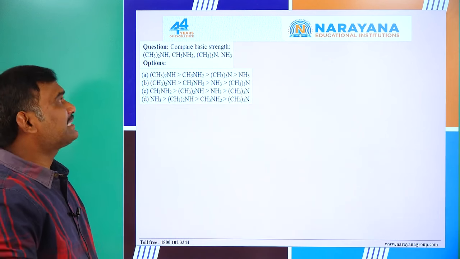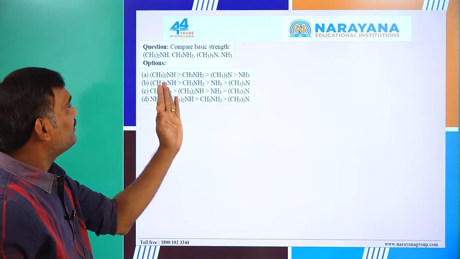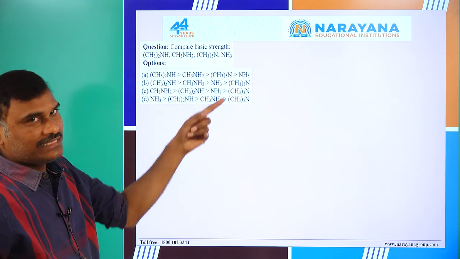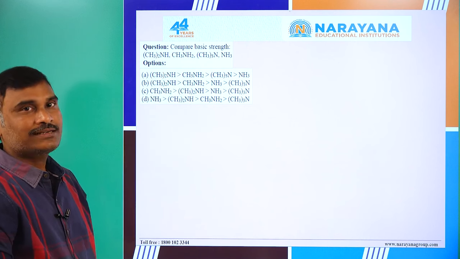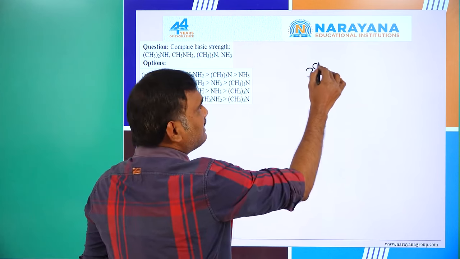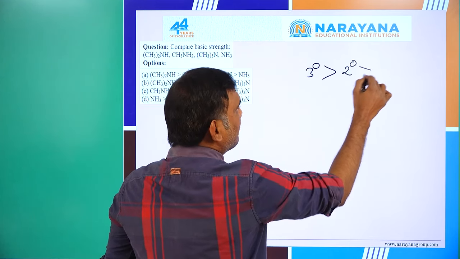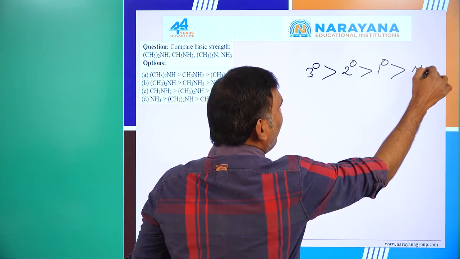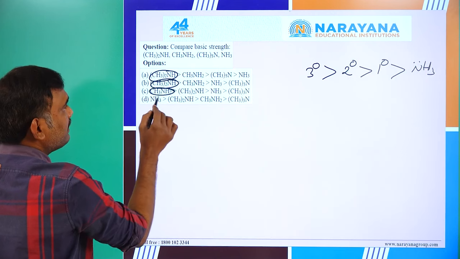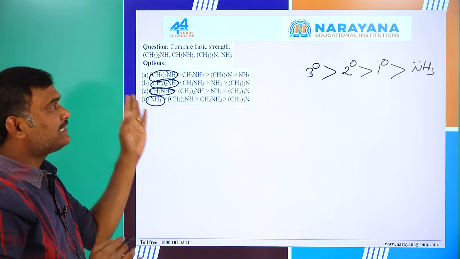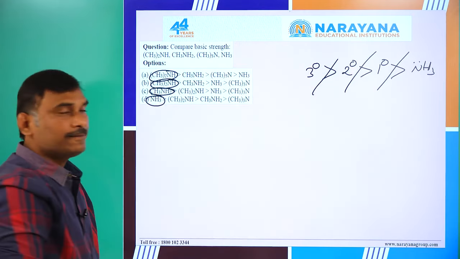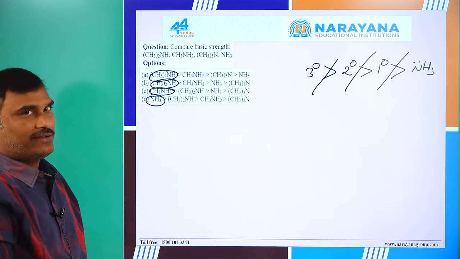Yes, compare the basic strength. Actually, the question should specify gaseous phase or aqueous solution, but it is not given. If it is gaseous phase, tertiary amine is greater than secondary amine, greater than primary amine, greater than ammonia, but there is no tertiary amine in any of the options. That means the question must not be about the gaseous phase. It should be aqueous solution.